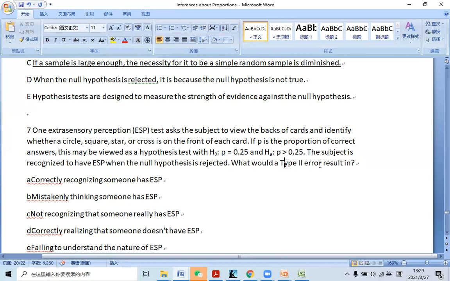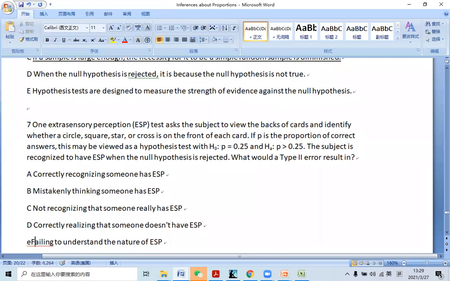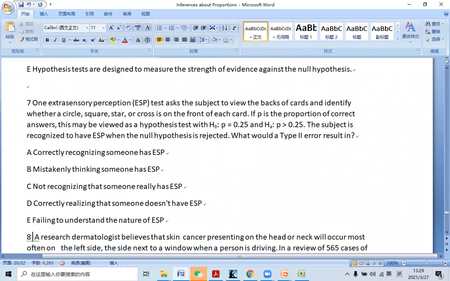What would be a type 2 error? What is a type 2 error? A type 2 error is different from a type 1 error. What's the difference between type 1 versus type 2 error?